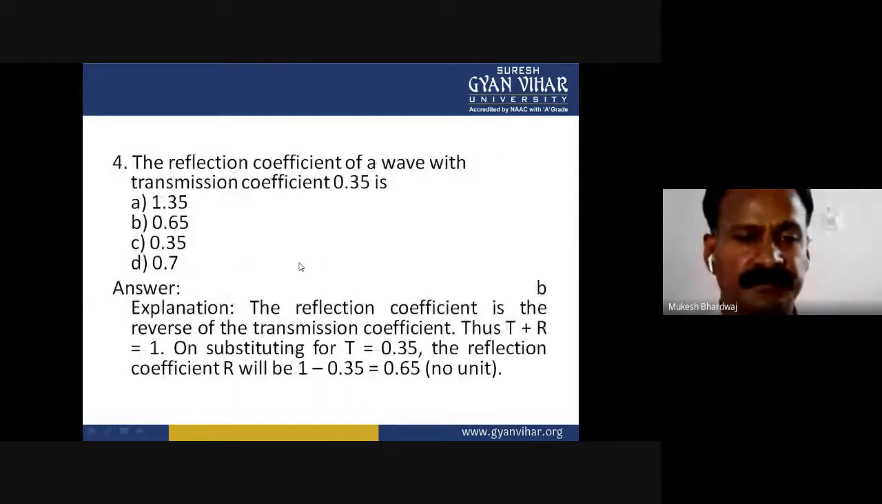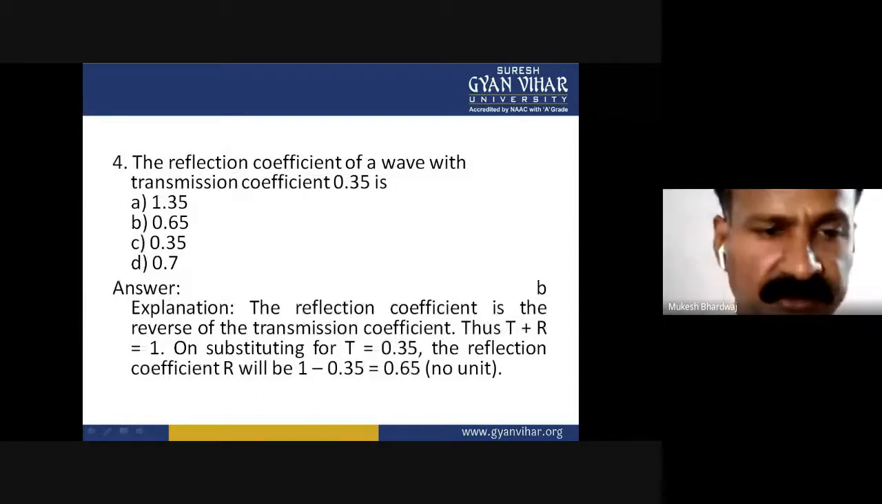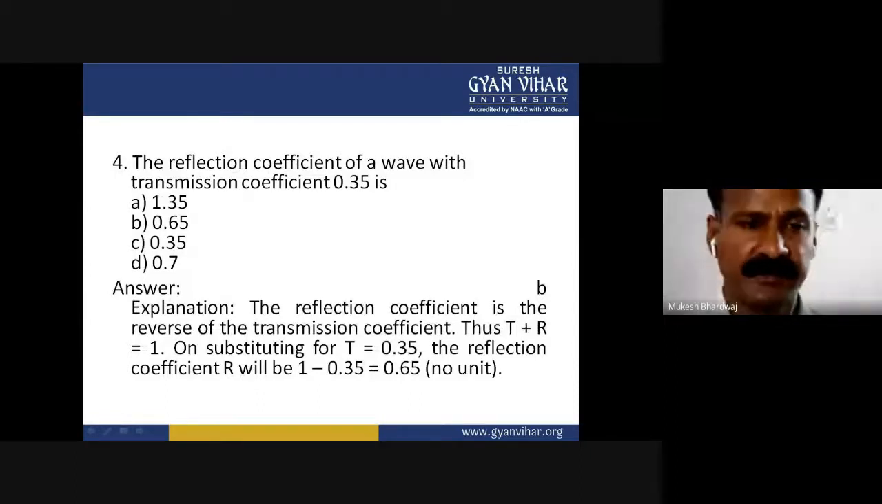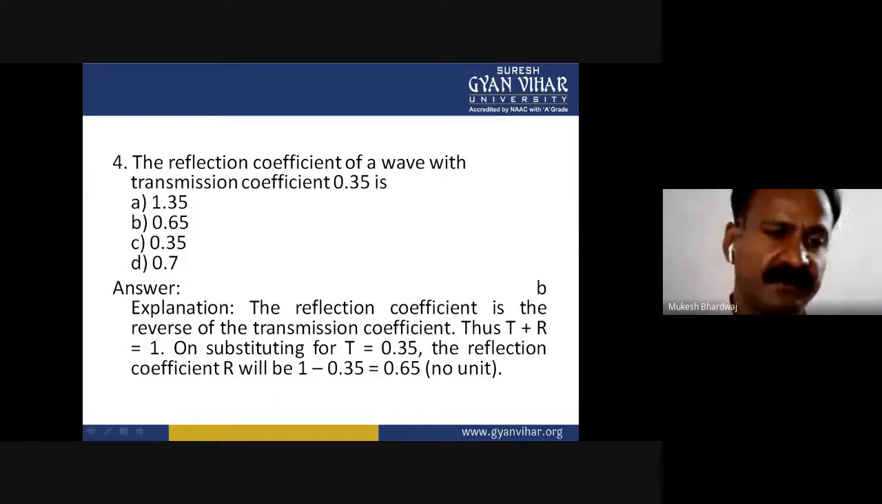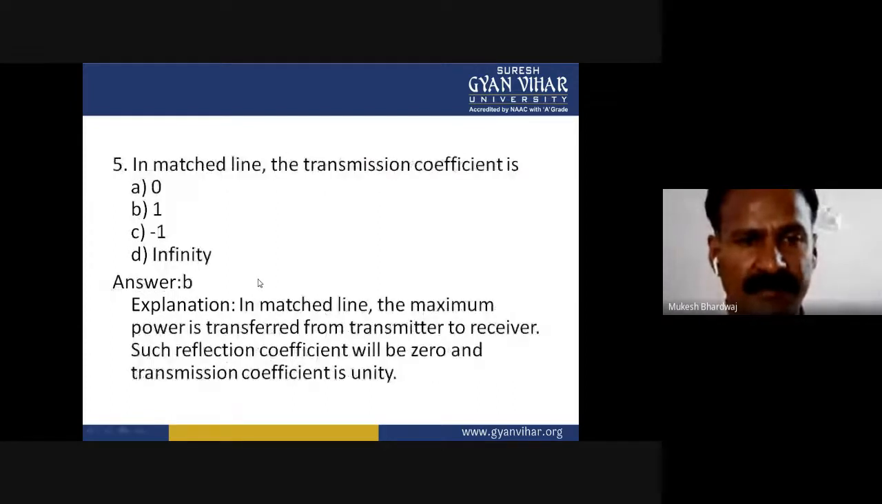The reflection coefficient of a wave with transmission coefficient 0.35 is: 1.35, 0.65, 0.35, 0.7. So the answer is B, 0.65, and the explanation is given in the solution. Just go through the solution and get the answer. In a matched line, the transmission coefficient is 0, 1, minus 1, infinity. Answer B is right, that is 1.